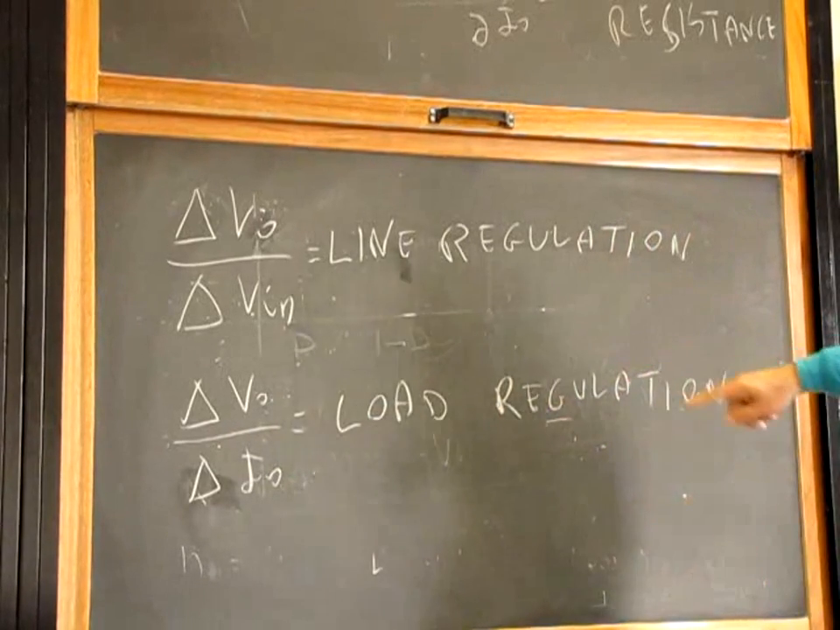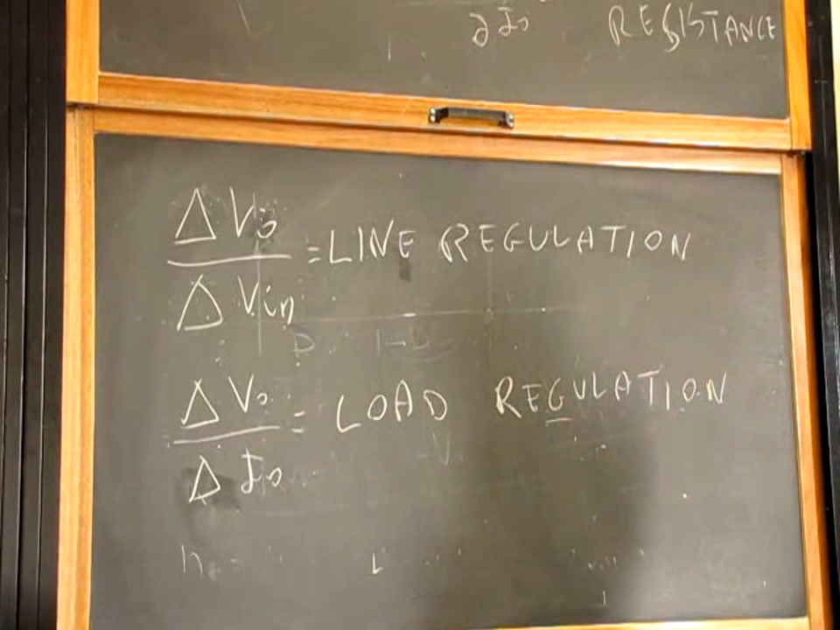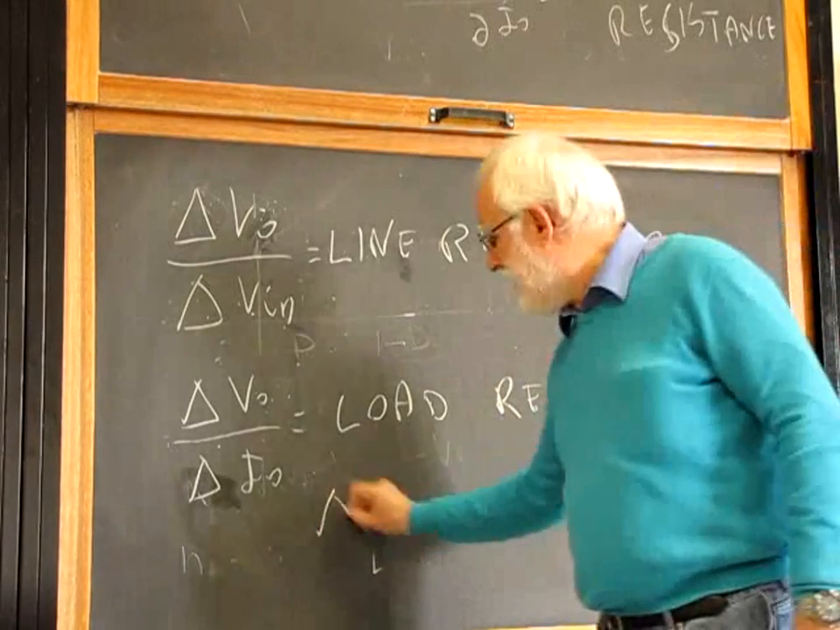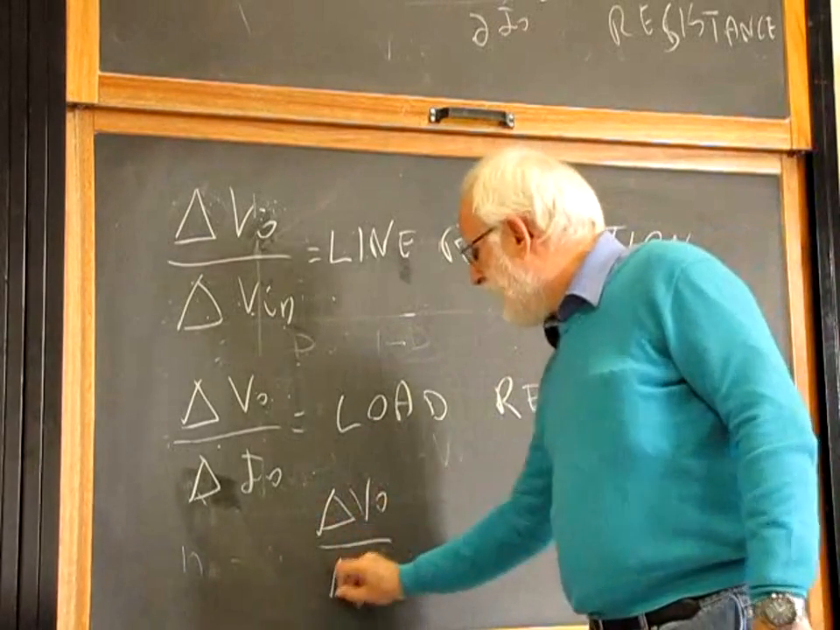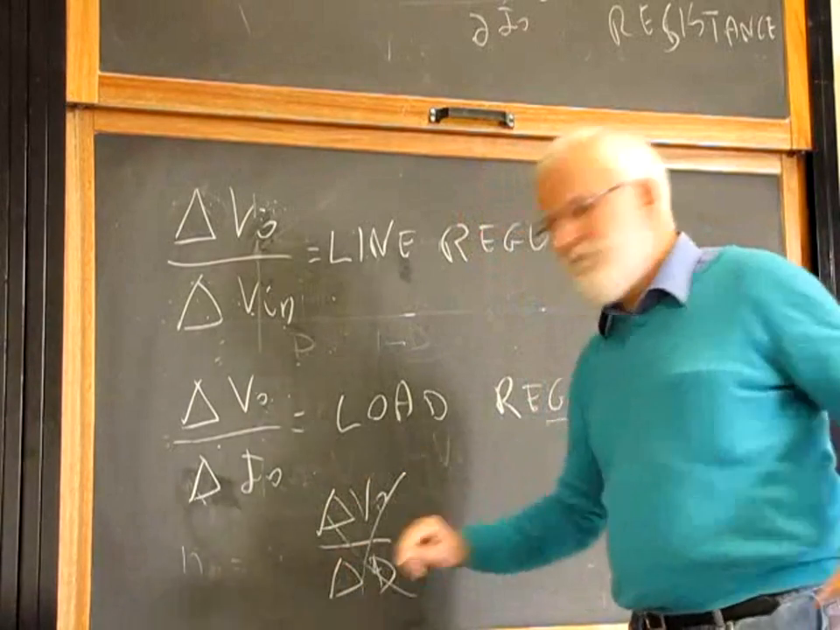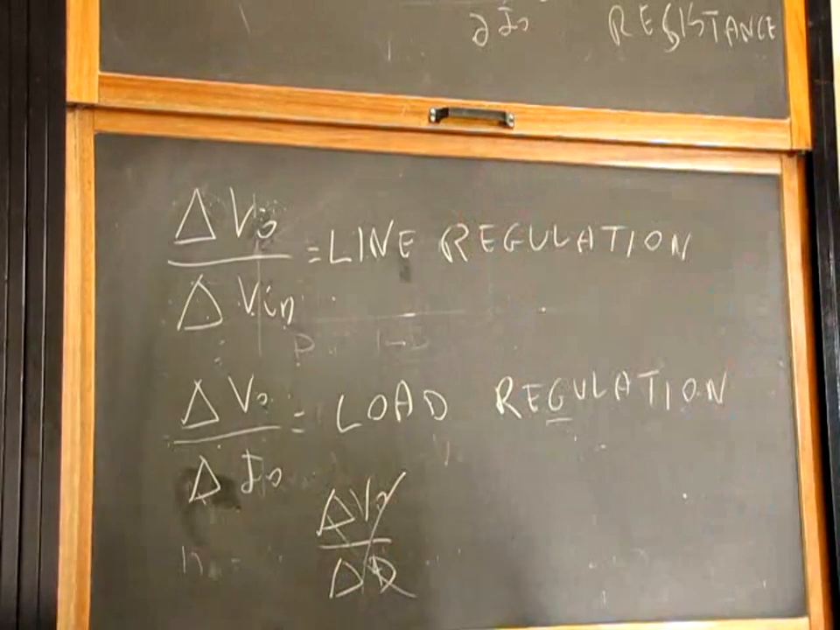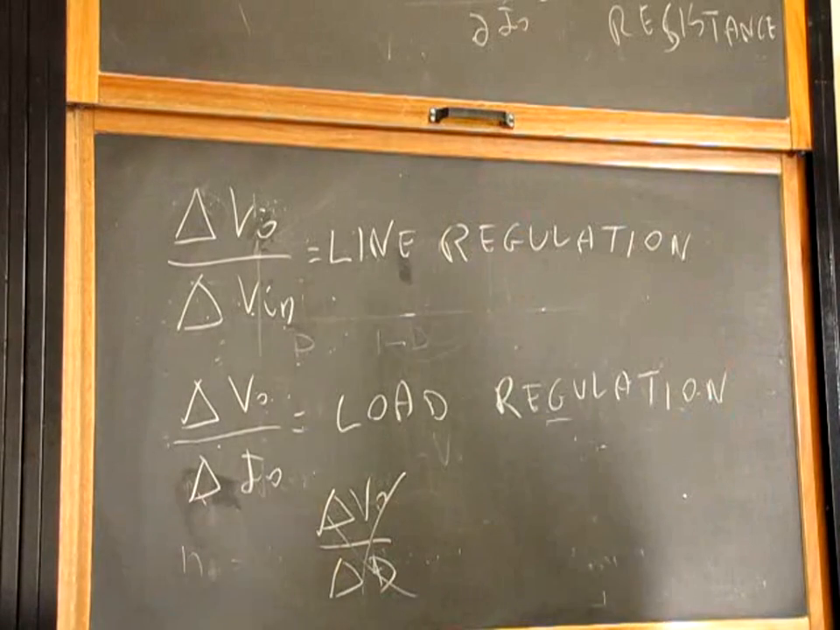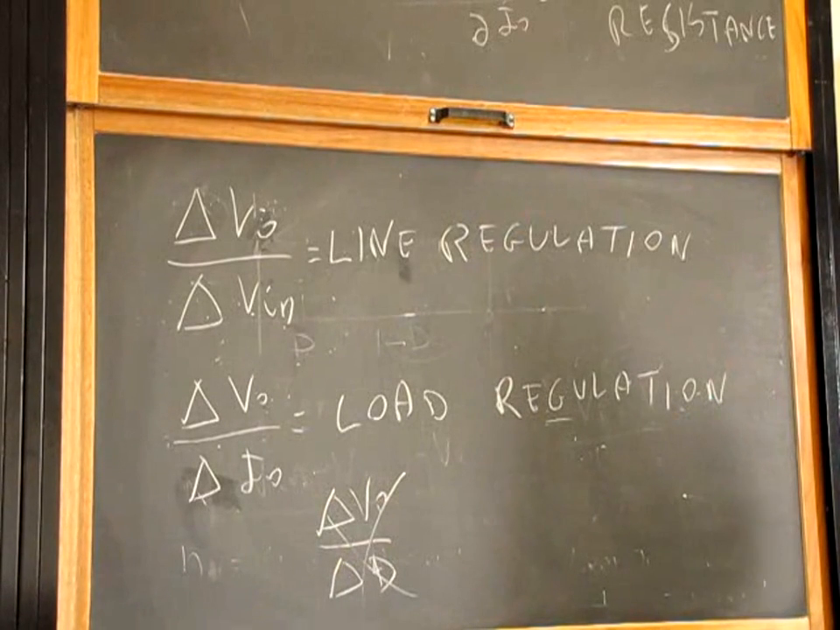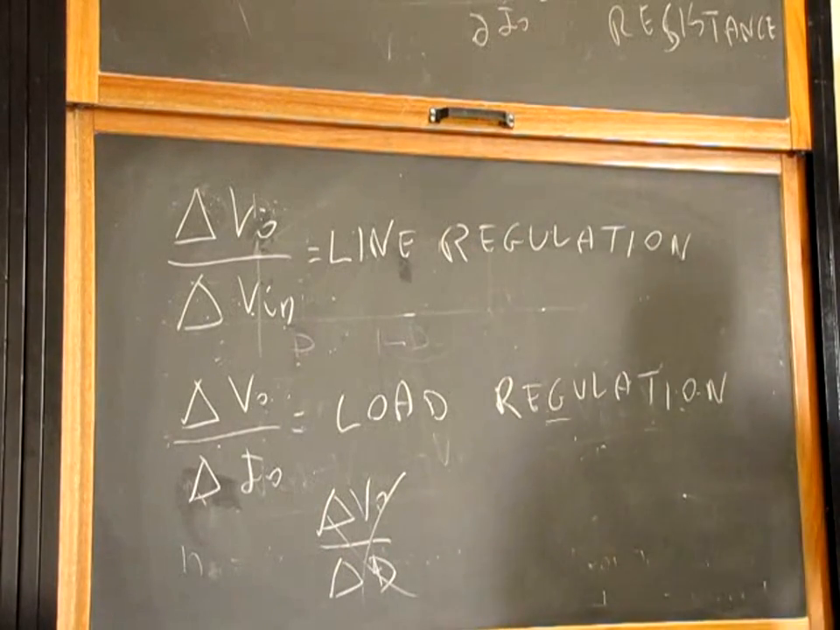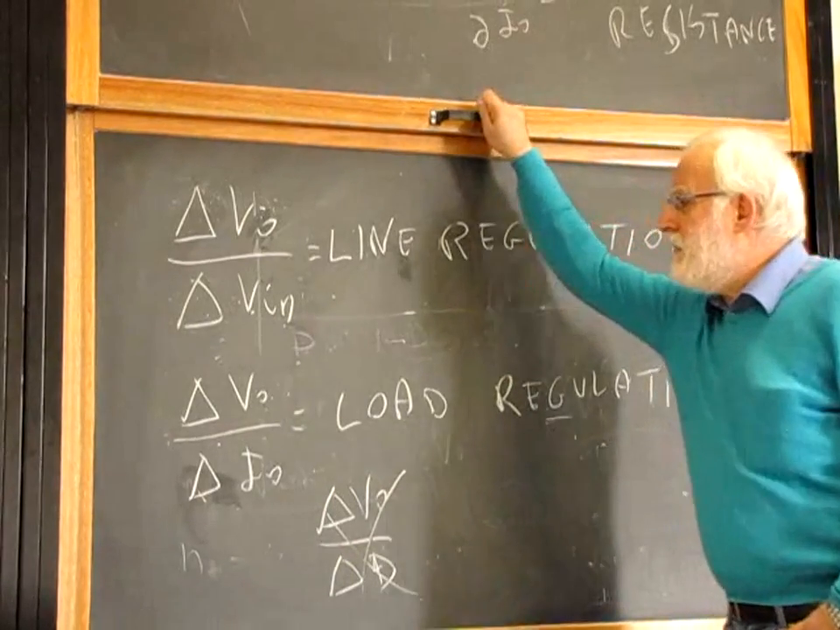Is anything more needed in this list? Delta V naught by delta V D, can we use it for a large signal? It's meaningless. Delta V naught divided by delta V is not huge, it's never huge, as far as I know. Okay? Let's go back.